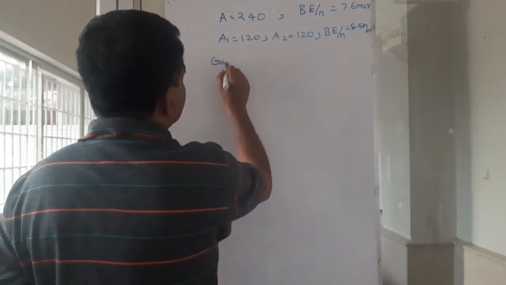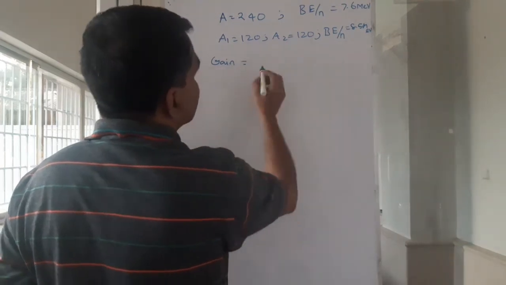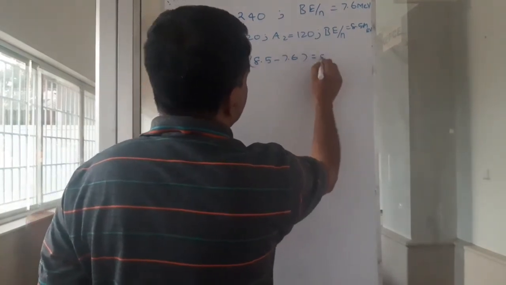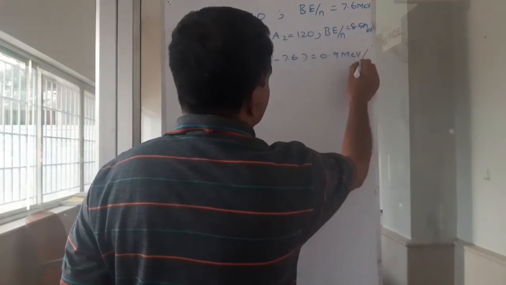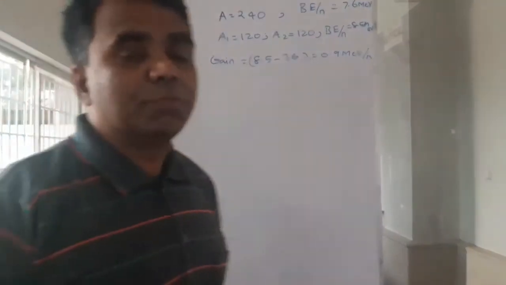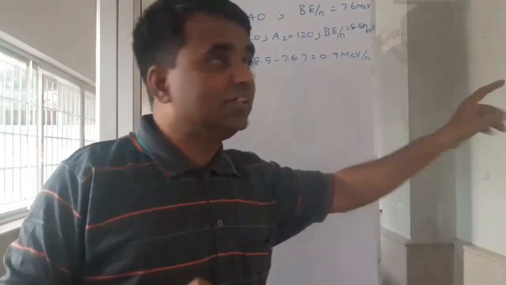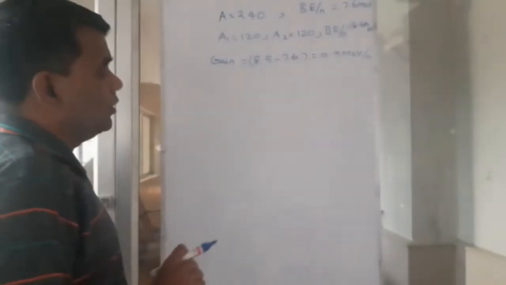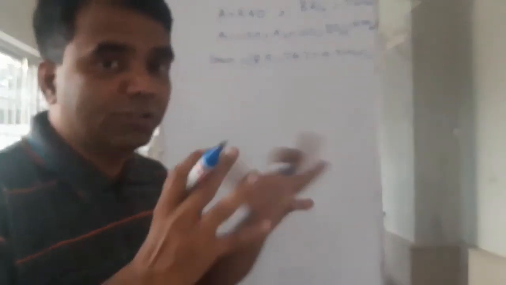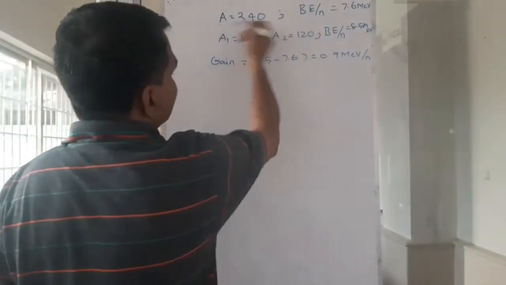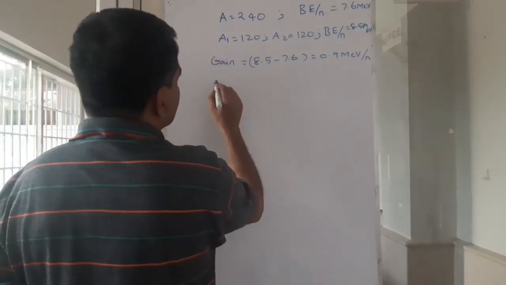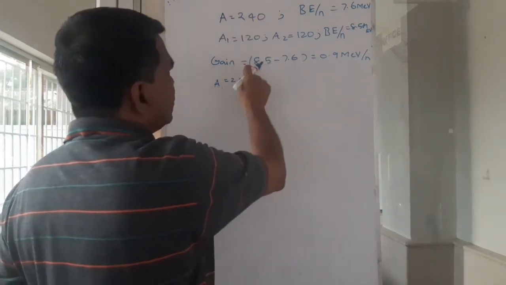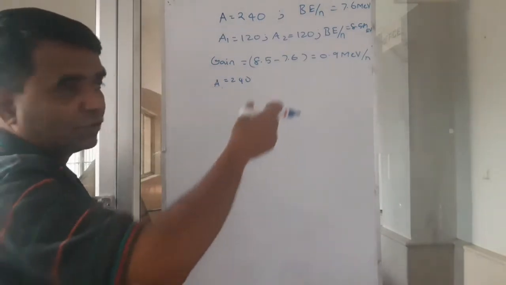So what is the gain in the binding energy? The gain in the binding energy is equal to 8.5 minus 7.6, which is equal to 0.9 mega electron volt per nucleon. So per nucleon, you are gaining almost 1 mega electron volt. If the nucleus has 240 nucleons, so A is equal to 240, that's what you start with, and each nucleon is going to give you 0.9 mega electron volt.